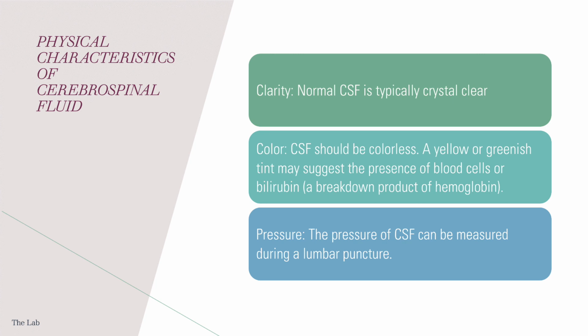Clarity: normal CSF is typically crystal clear. Any cloudiness or turbidity can indicate the presence of blood cells, bacteria, or other substances. Color: CSF should be colorless. A yellow or greenish tint may suggest the presence of blood cells or bilirubin, a breakdown product of hemoglobin. Pressure: the pressure of CSF can be measured during a lumbar puncture. Elevated pressure may indicate increased intracranial pressure due to conditions such as brain swelling, hemorrhage, or meningitis.